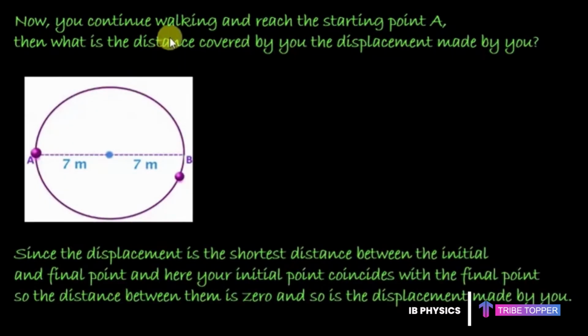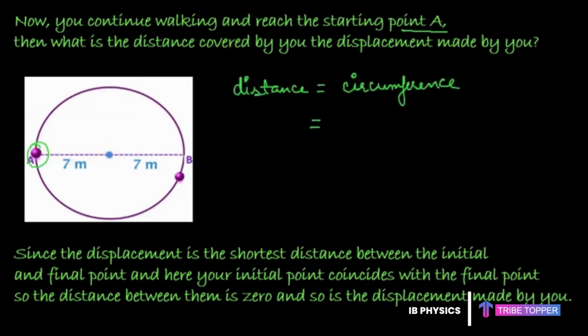Now you continue walking and reach the starting point A. So after taking the entire circle, you are back to the point A. Then how much is the distance covered? It is the complete circumference of the circle, because you've taken the full round of this circular park. So you go from here, then you took this complete round. So you have covered the actual length of the path as circumference of the circle. And since we take the radius as r, so the distance is 2 pi r. But you know what? How much is the displacement you have made?